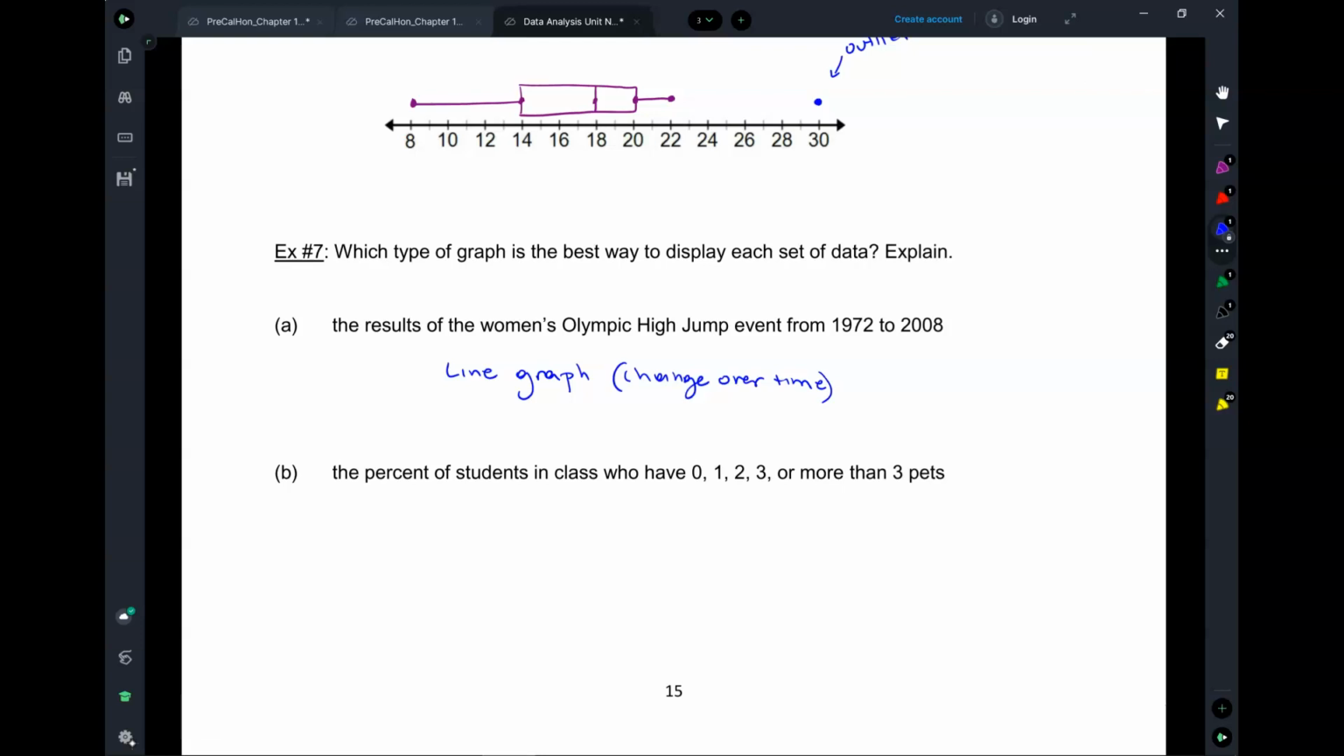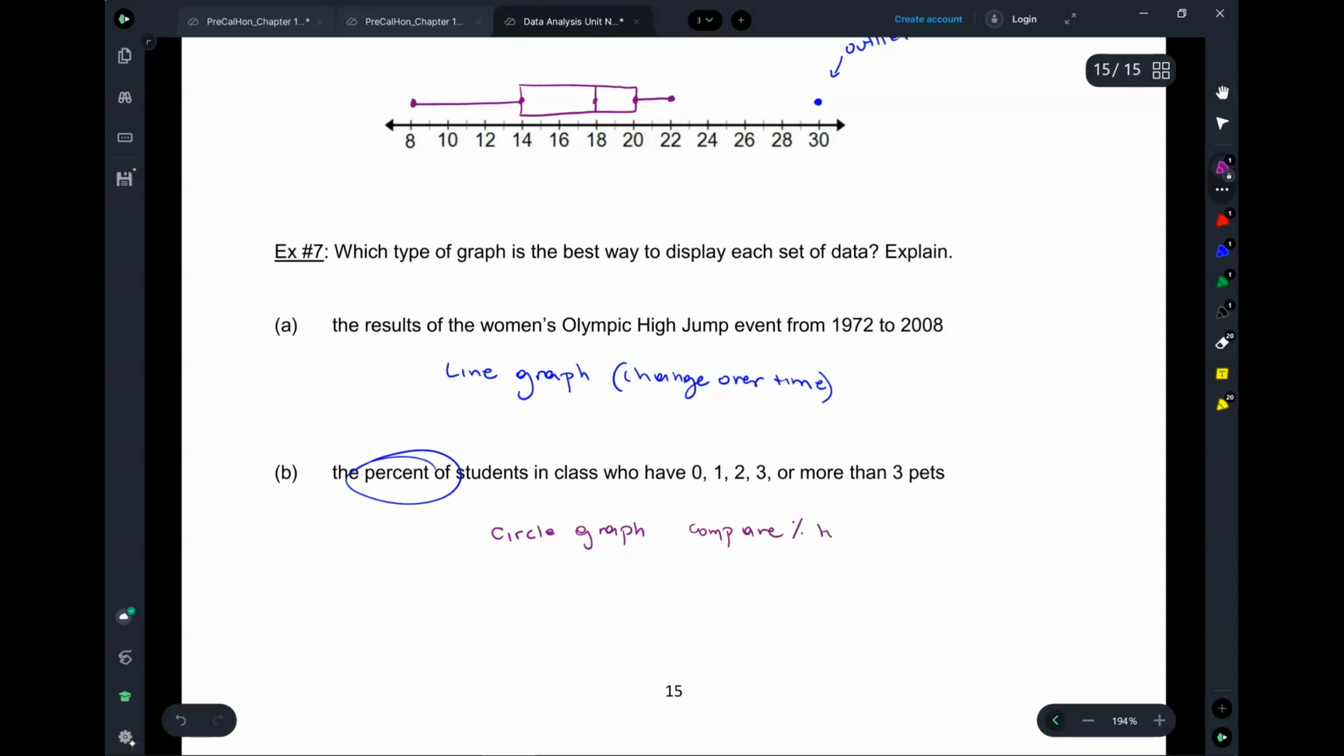And then here we have the percent of students in a class who have 0, 1, 2, 3 or more pets. Okay, so look at, this is important. It's talking about the percent, not the frequency, not the number, not the amount, it's the percent. When it talks about percent, we use a circle graph because we're comparing a percentage to a whole.